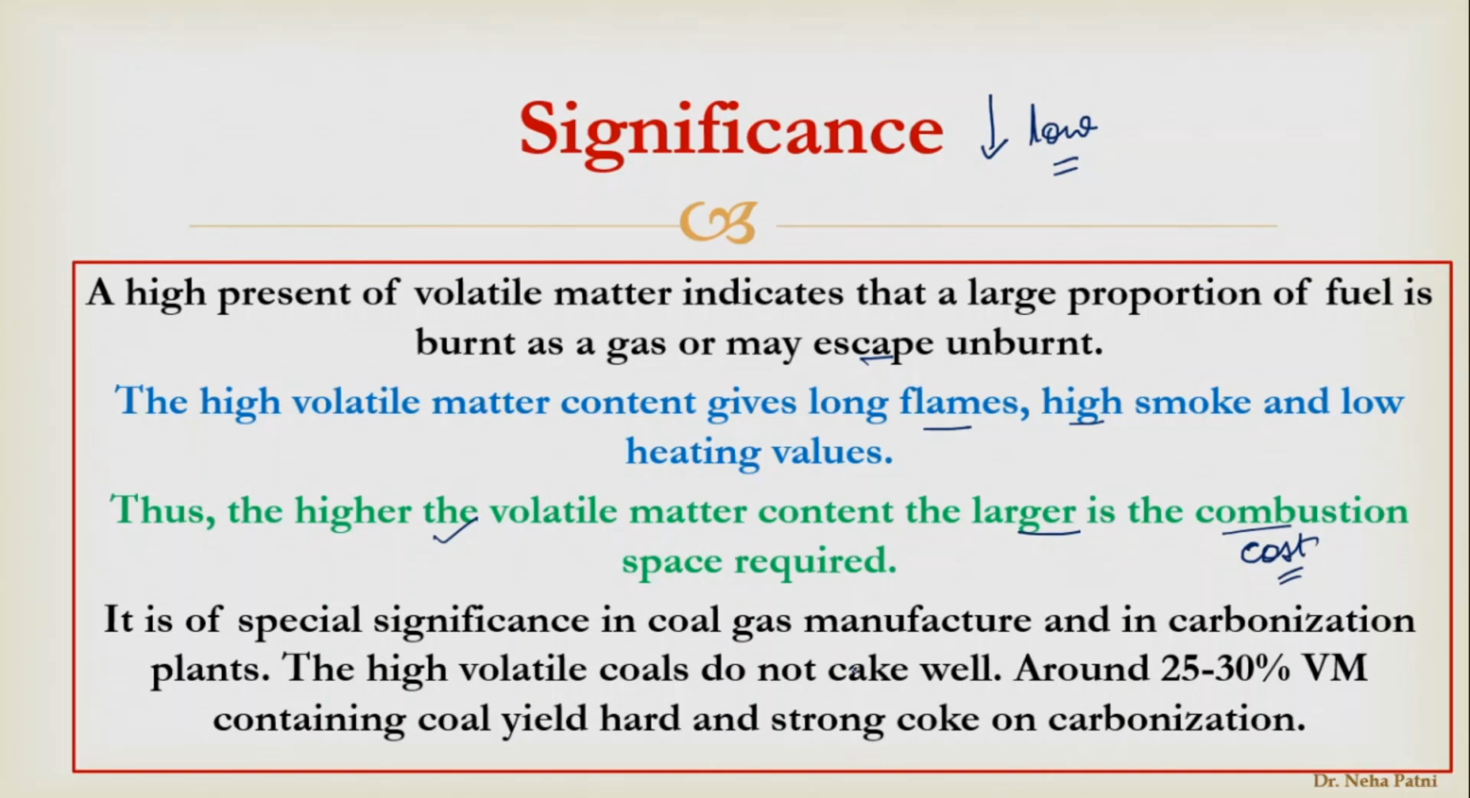Then it has a special significance in the solid portion also, like if you want to make coal gas, or if you want to make synthetic coal like coke. If you are going to take high volatile coals, they do not cake well, and even low volatile coals also do not cake well. So a moderate range of volatile matter is required in order to get that hard and strong coke. Otherwise it becomes porous and soft. So that also is important in order to use the coal further for charcoal preparation or coke preparation. So I guess the second step is done.